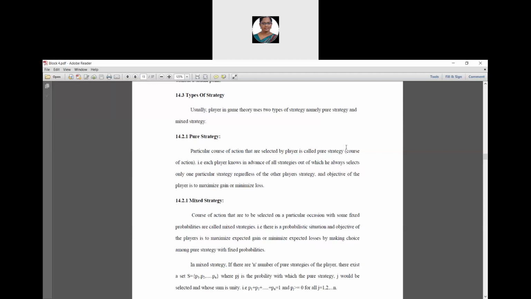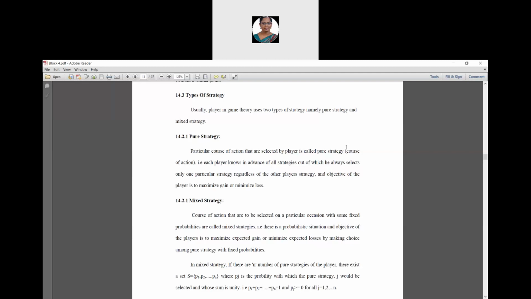Each player knows in advance all strategies, out of which he always selects only one particular strategy against the other player's strategy, and the objective of the player is to maximize gain or minimize loss. This is the most important aim for the players: to maximize gain or minimize loss.